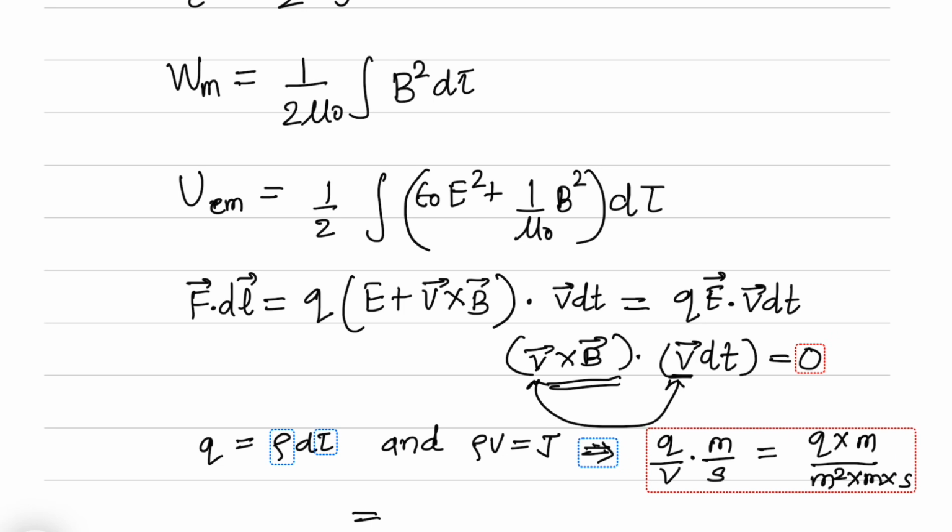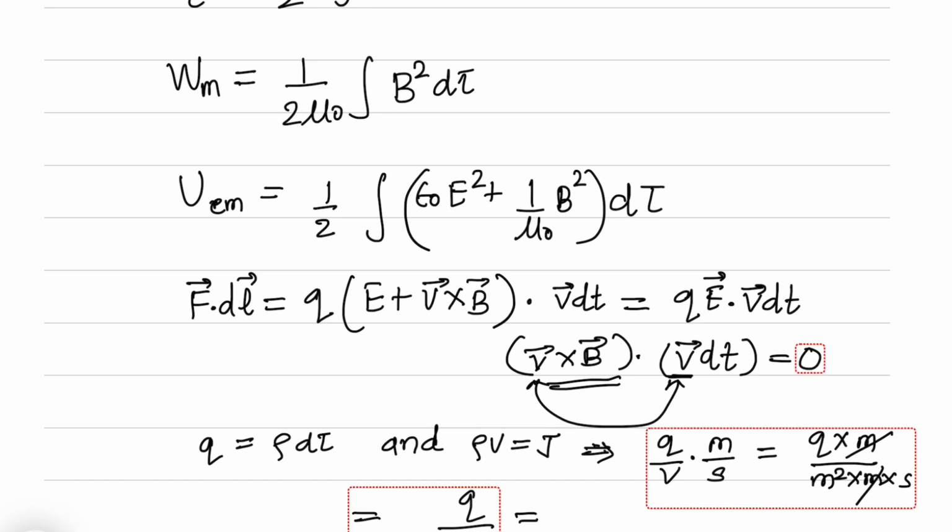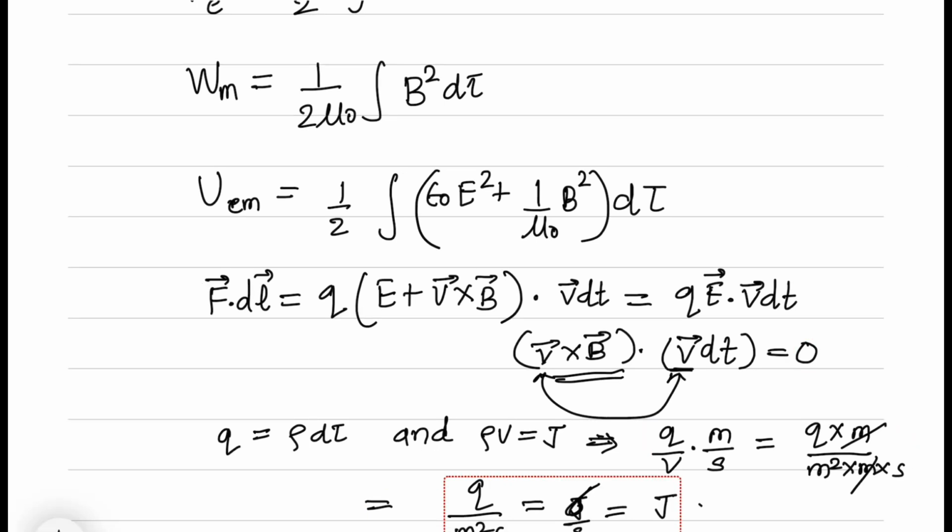The meter will get cancelled, so we will get q upon meter square second. So q upon meter square second is the surface current density. Here charge upon time is your current, so this is the current per meter square, that is your surface current density.